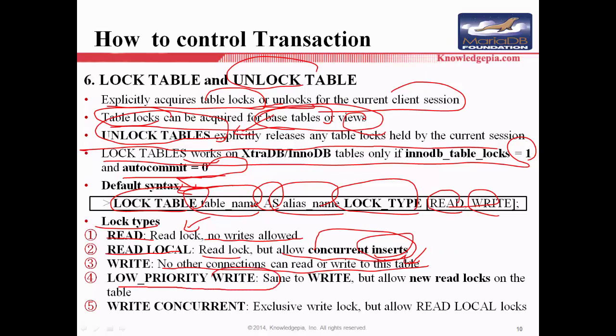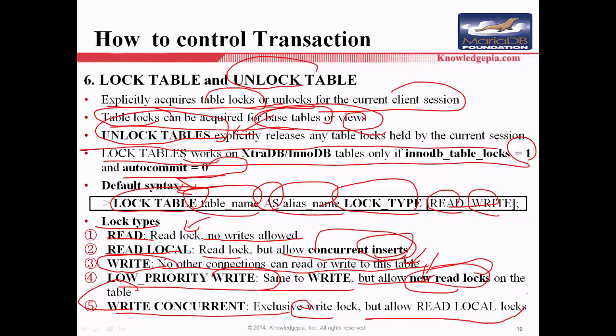Low priority write, same as write, but allow new reads, only permit new reads on the table. Write concurrent, this exclusive write lock is similar to this one, right? But allow read local locks. Read local means, okay, we mean allow concurrent insert.